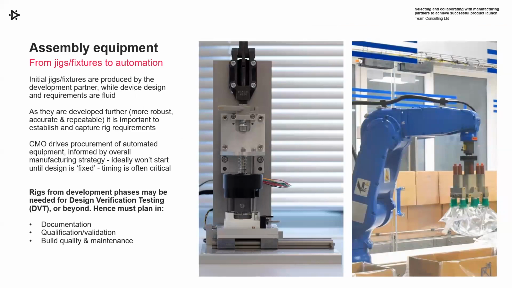And it's kind of similar on assembly equipment, talking about jigs and fixtures for putting the devices together. Initially, they'll be produced by the development partner as part of developing the design requirements. As you move forward, and you need assembly systems to be more robust, more accurate, more repeatable, it perhaps is a time when you might work with the CMO and specialist suppliers of equipment to develop those, capture the requirements, establish what they are, what the parts that you've built on them are going to be used for, again, as part of an overall manufacturing strategy.